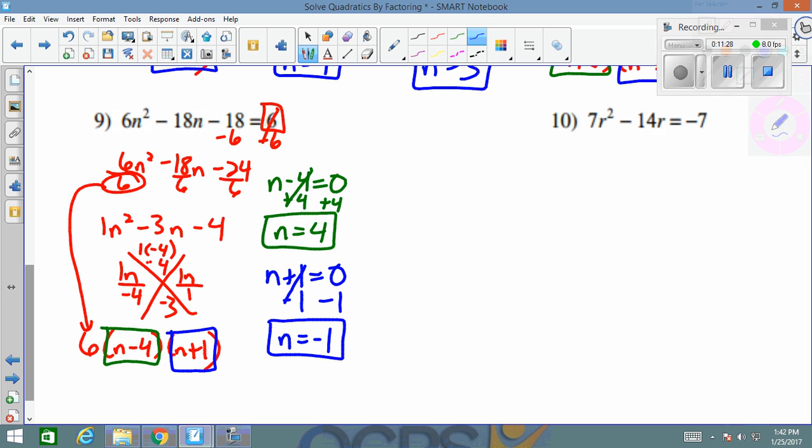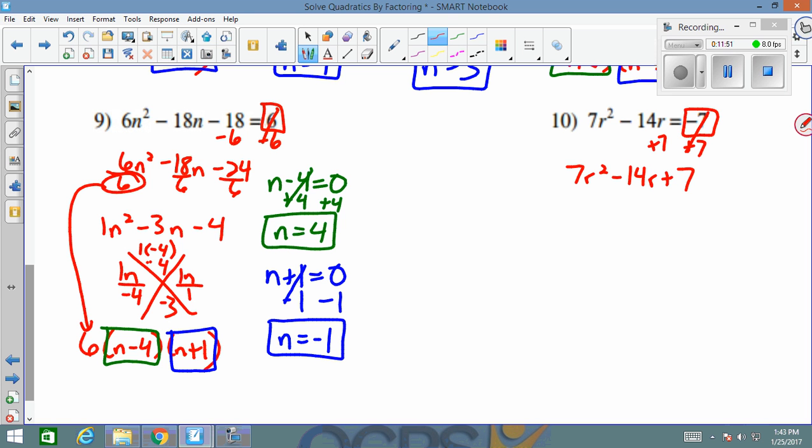Okay, this next one. Again, on the right hand side is negative 7, so we're going to do plus 7, plus 7. And what we're going to have here is 7r squared minus 14r plus 7. Now the reason the 7 gets added at the very end is because it has nothing alike in the top. We have no letter with it, so it just needs to be put on the end.